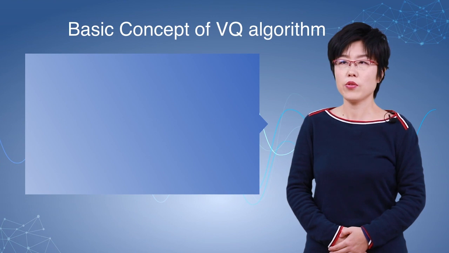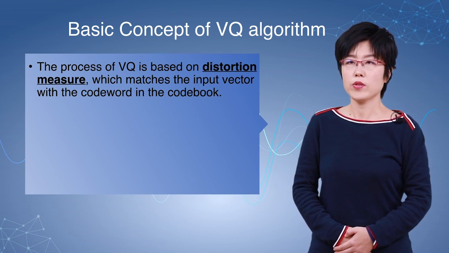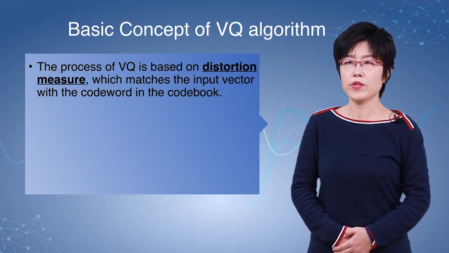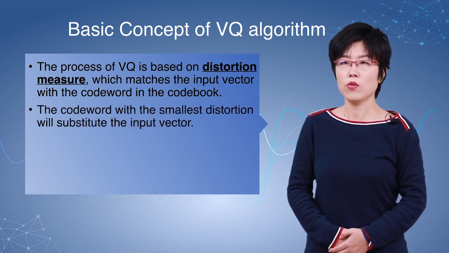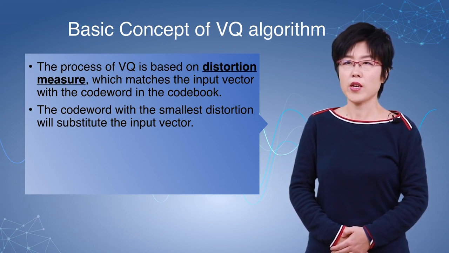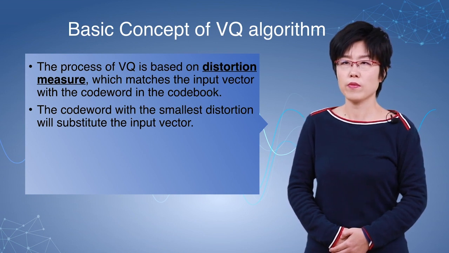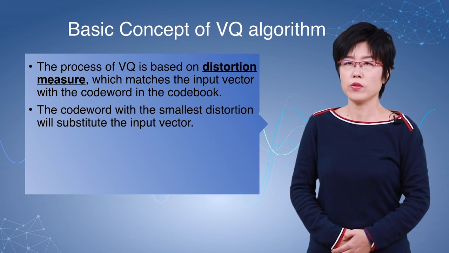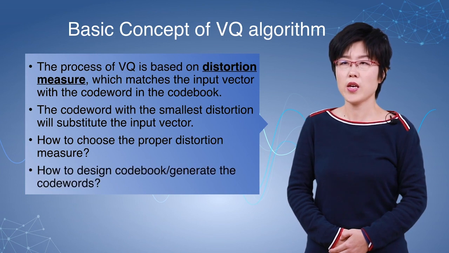The process of VQ is based on some kind of distortion measure, which matches the input vector with the code word in the codebook, and then uses the code word with the smallest distortion degree instead of the input vector. The code word with the smallest distortion will substitute the input vector. There are two questions: how to choose the proper distortion measure, and how to design the codebook and generate the code words.